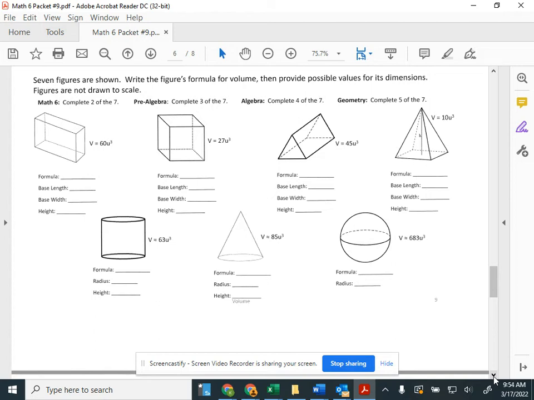Okay, math can be fun. Challenge yourself. For now, we're going to write down our formulas that get us that volume. They're giving us the volume.